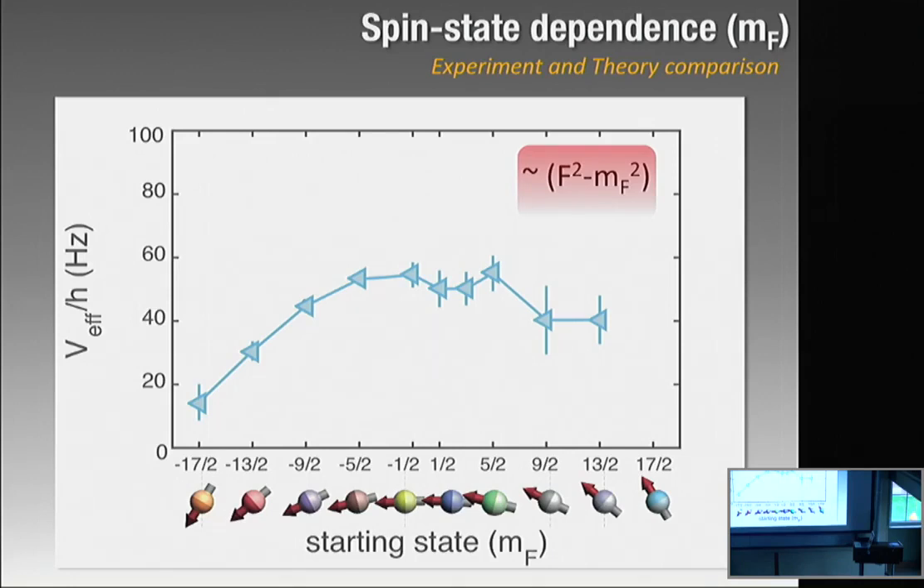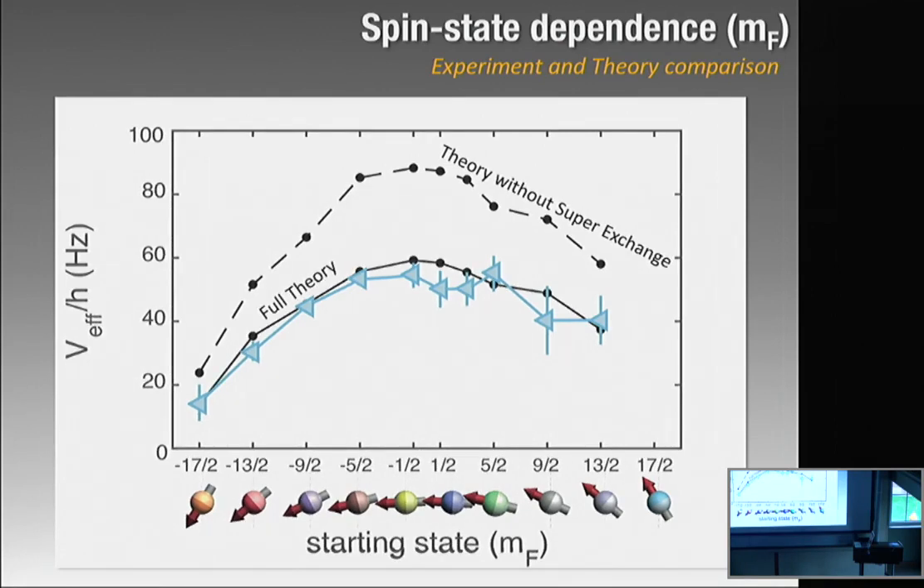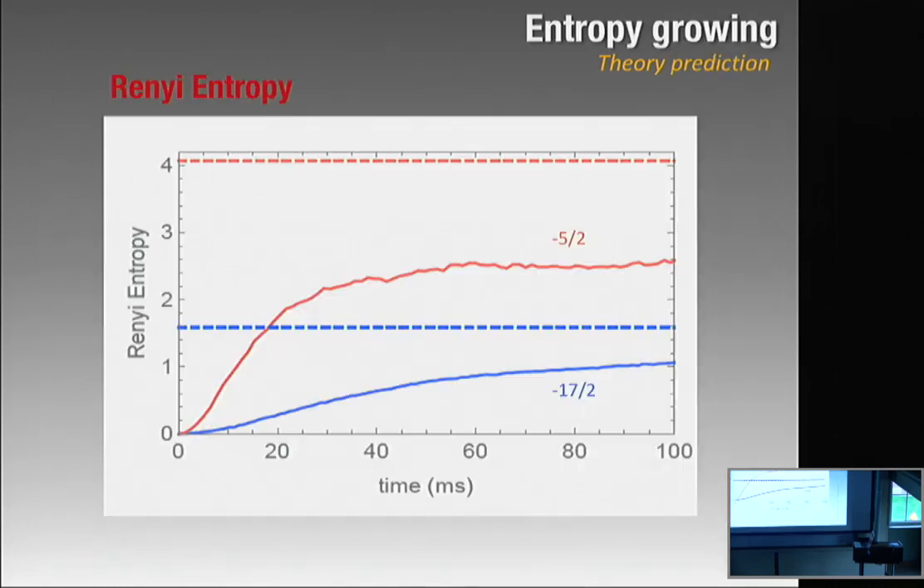Now if we put in the theory from Anna Maria without super exchange, you see that it, of course, captured the quadratic dependence, but quantitatively the strength is not good; qualitatively, yes, but quantitatively not. But if we use the full theory with super exchange and dipolar exchange interaction, we see an extremely nice agreement between the theory and the experiment. Given the complexity of this system, for me that was fantastic news, and also unexpected.